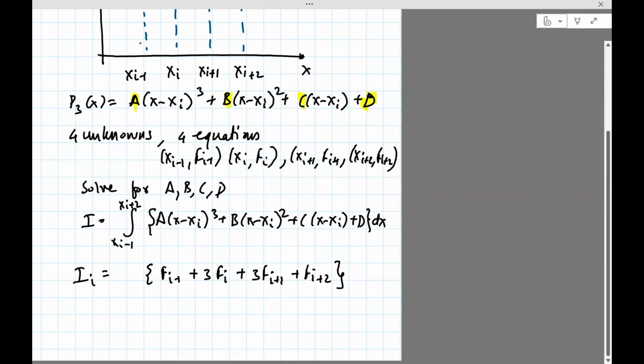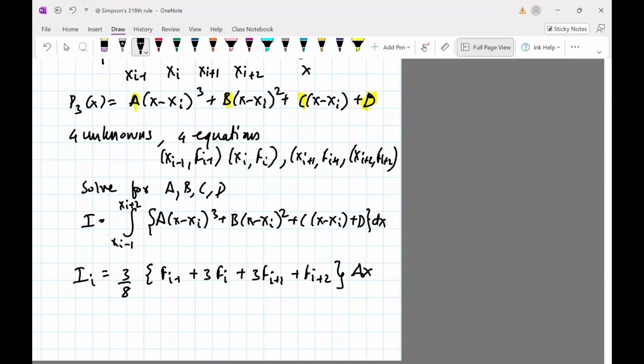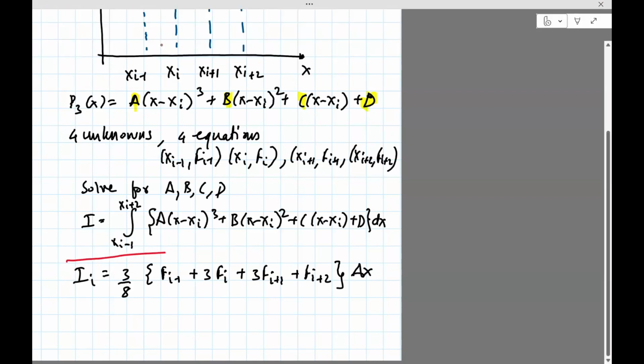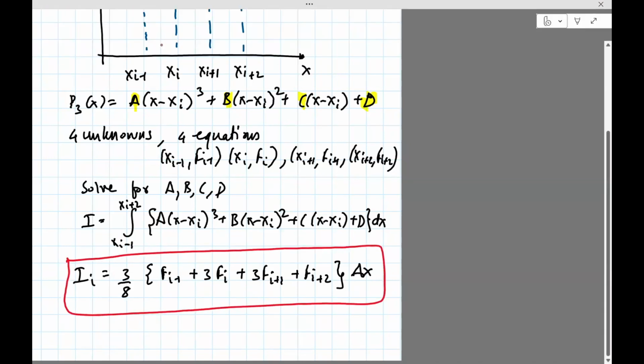So let's just put the delta x here. So this is the Simpson's 3/8 rule. The derivation is similar to the other one. We're not really interested in that, but that is the formula. The 3/8 rule comes because of the factor 3/8 on the extreme left.